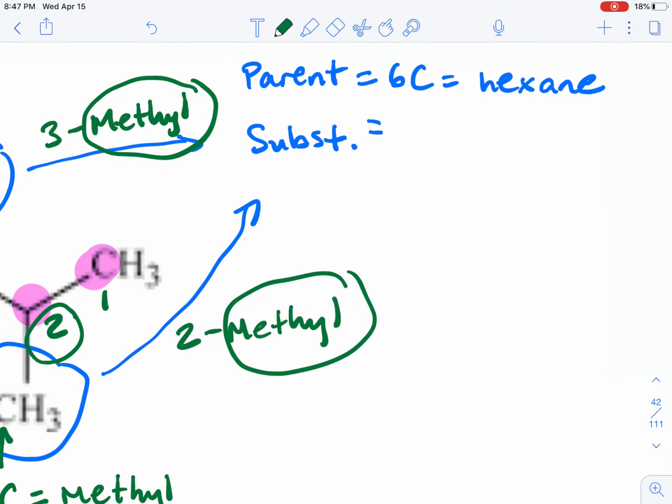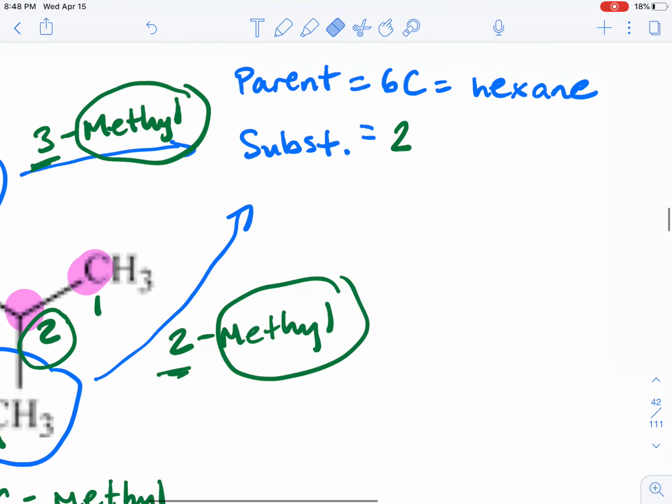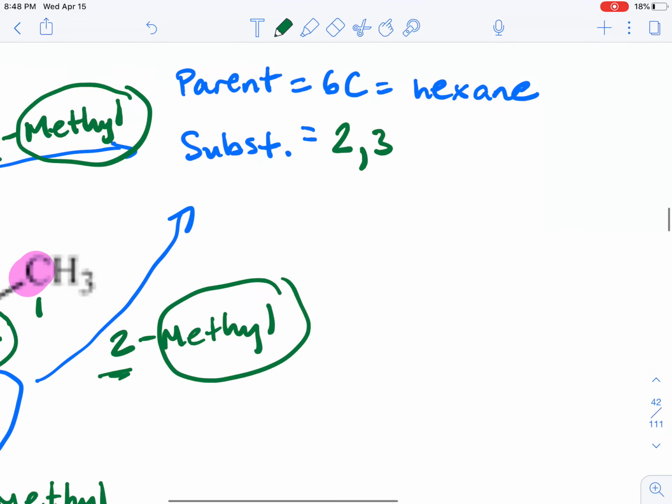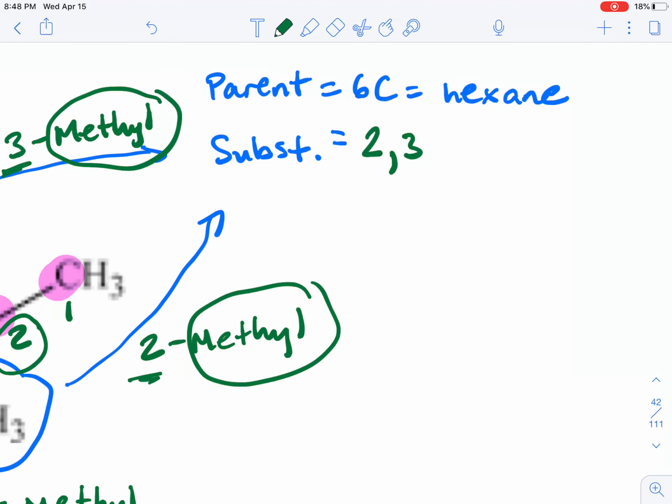And when I combine them, I'm going to place the numbers from lowest to highest. So this is going to be 2 and 3. I don't want to write 23, because that's not the same as 2 and 3. And I can't use a dash, because the dash is specifically for number to letter. So the only way I can separate them is using a comma. So 2,3 describes the two carbon positions on the parent chain that have a substituent.